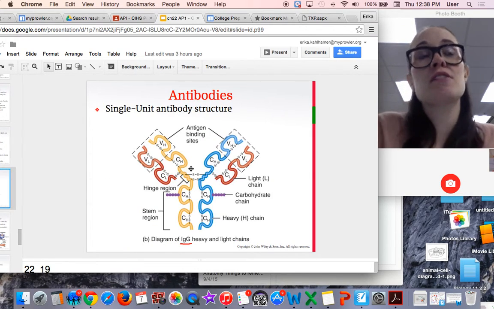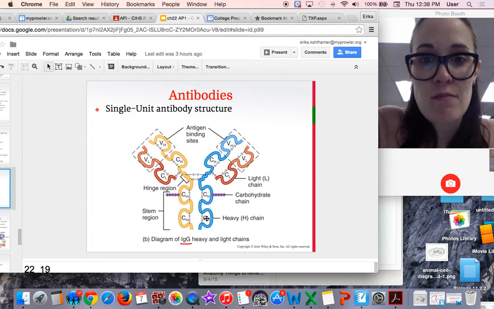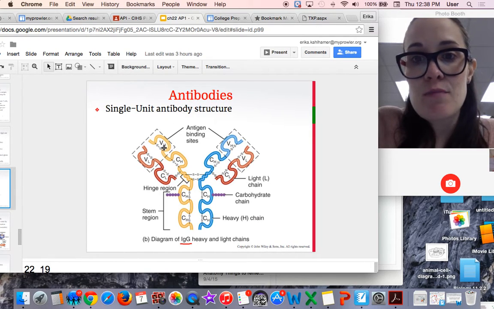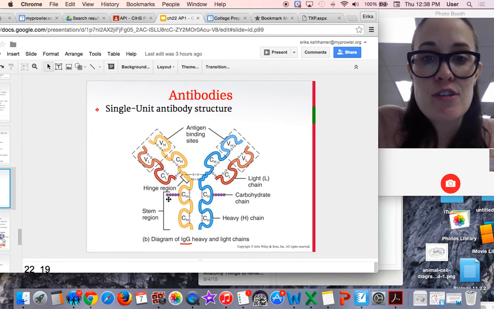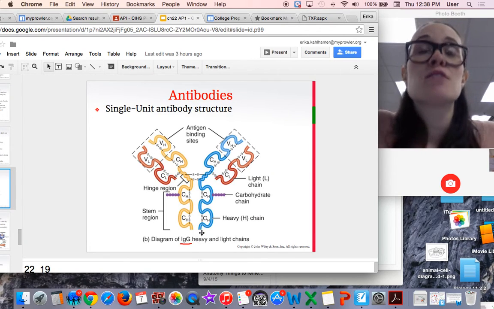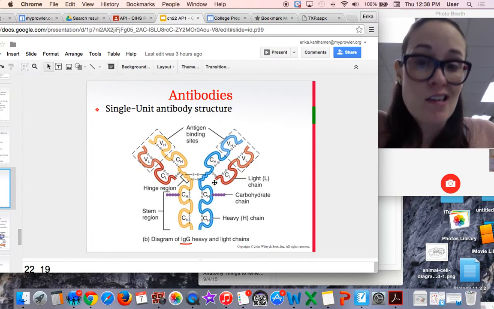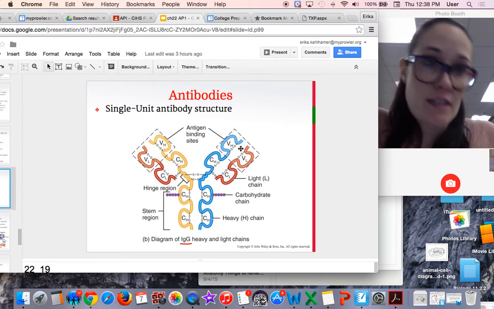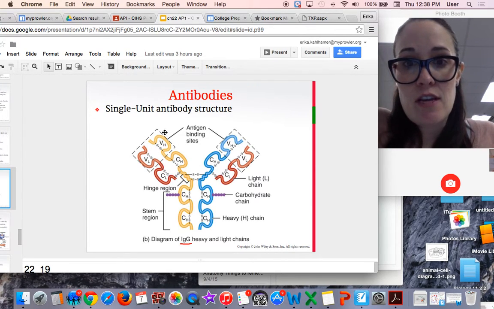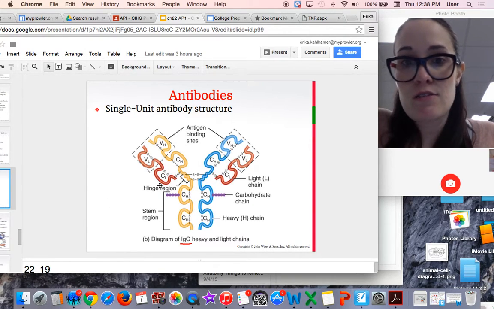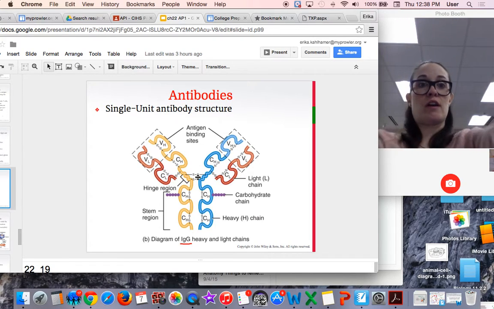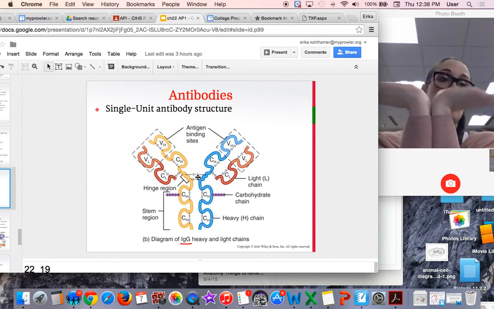And this is an image of an antibody. So here's the Y shape, as you can see right here. The antigen binding sites, or the variable regions, are right there. So the antigens will bind to that area. Here is the stem region, which is the same for every class of antibody. So this is an IgG antibody. Every IgG antibody is going to look the same right here, but it's going to be different up here. This is a heavy chain. This is a heavy chain. This is a light chain. This is a light chain. And this is the hinge region, essentially, where it can bend and move like that.